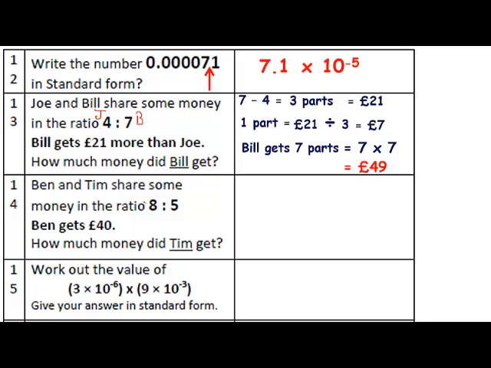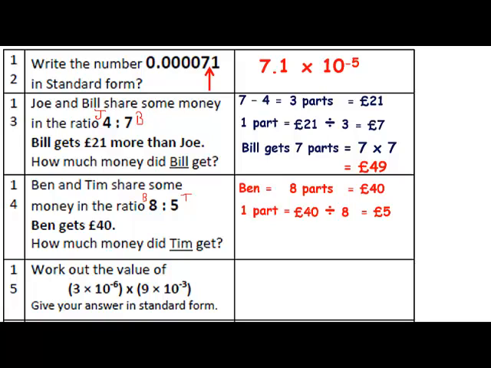Question 14. Okay, so Ben and Tim share some money in the ratio 8 to 5. So that's Ben and that's Tim. Tim gets the 5 parts. Ben got £40. So 8 parts is worth £40. One part is 40 divided by 8, which is 5. Make sure you're good with your times tables, and you can do that.